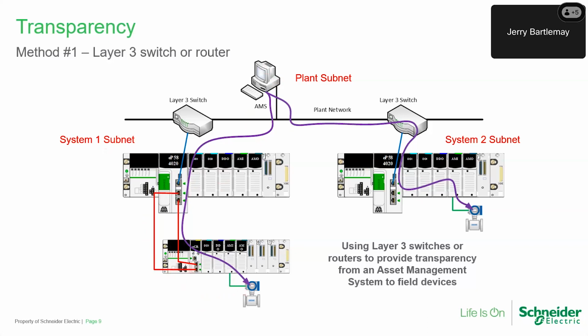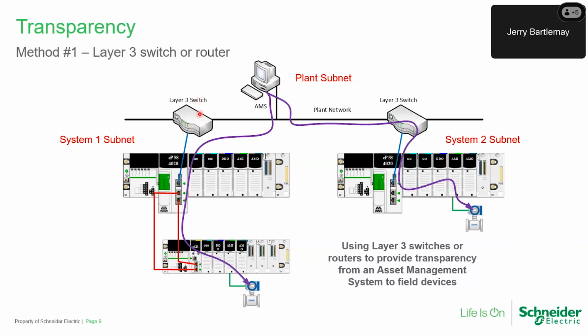Now, we recommend the use of the layer 3 switches if we're dealing with very large applications. And you'll see the reason for that in a minute, but basically it's pretty easy to set up routing tables in the layer 3 switches to manage routing of the messages to the specific subnets that are connected to it. And that can be done from a central location.